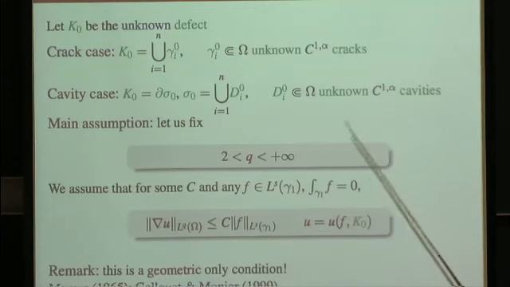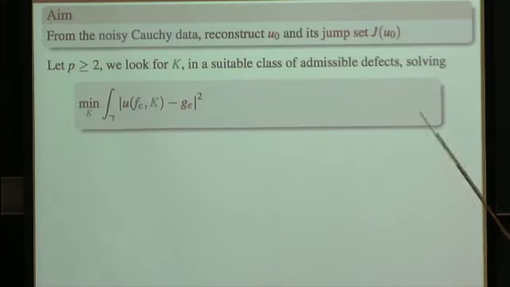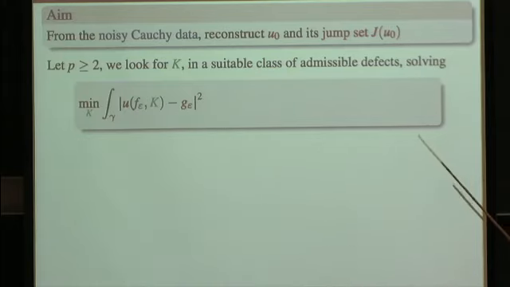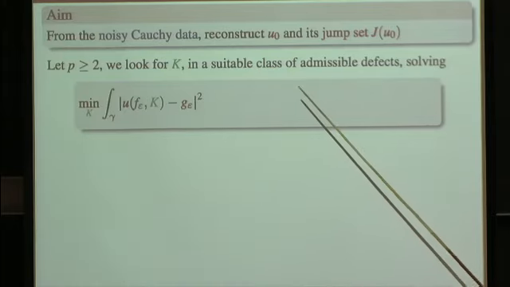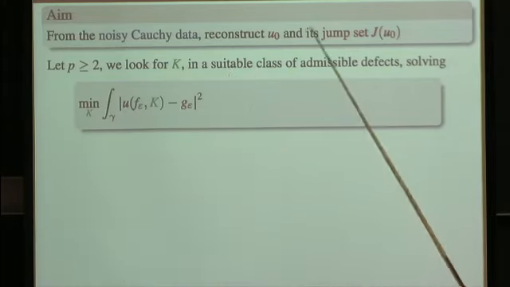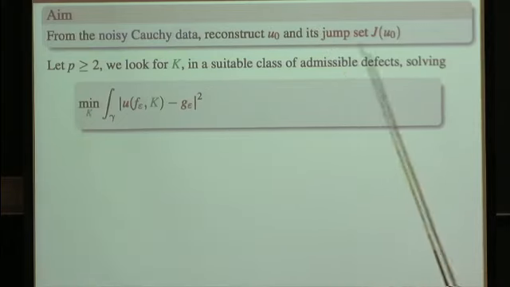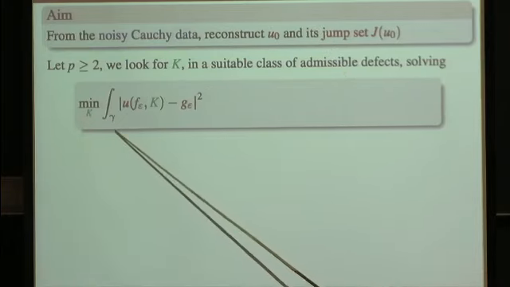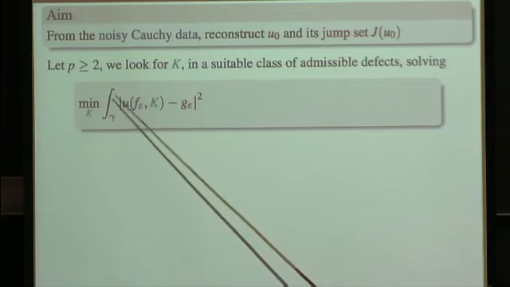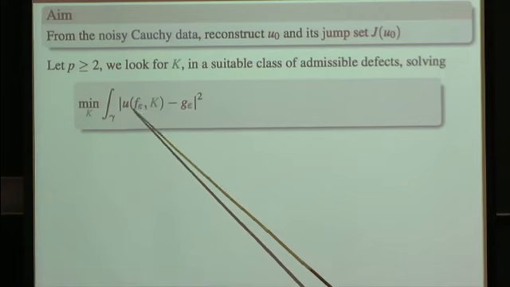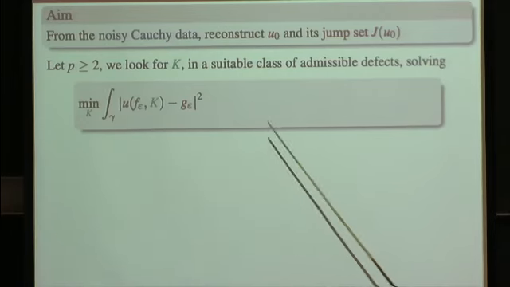Okay, so I'm setting the problem in the usual least square formulation. So I have a noisy Cauchy data. I would like to reconstruct U naught, and I take K in a suitable class of defects, and I try to match here the Dirichlet datum. And of course, the Neumann datum is coming into the solution to the forward problem here.